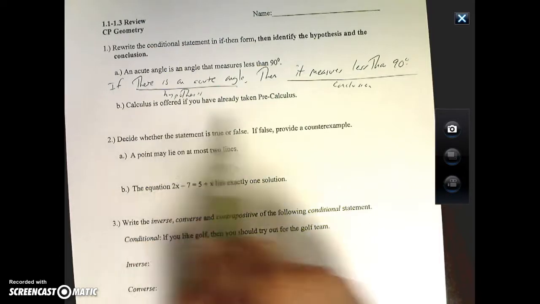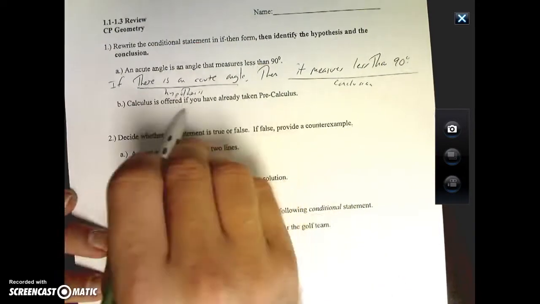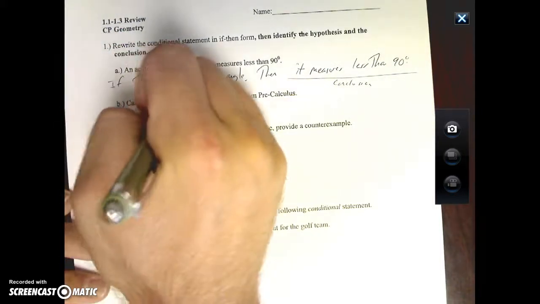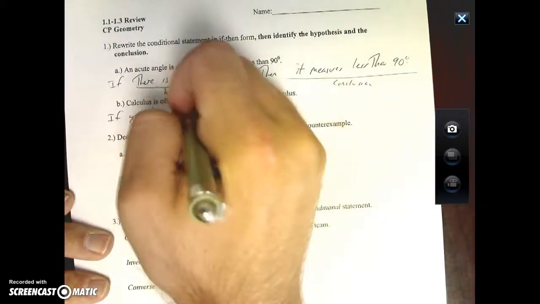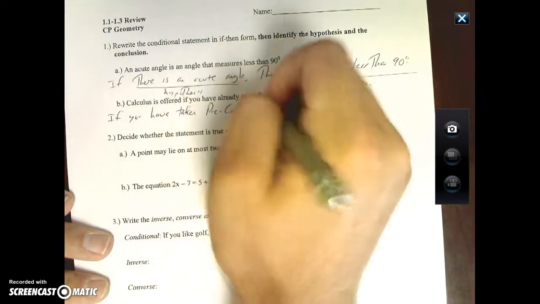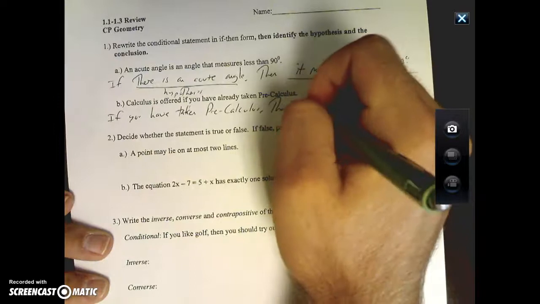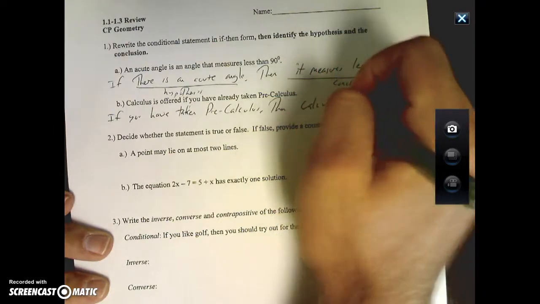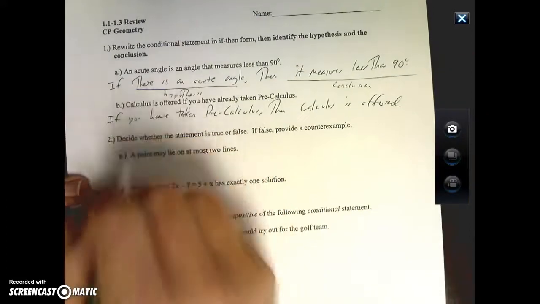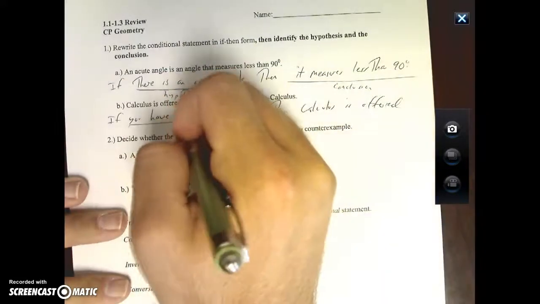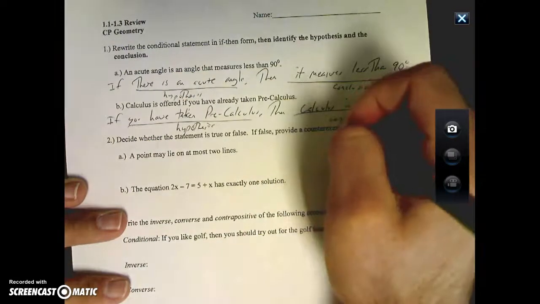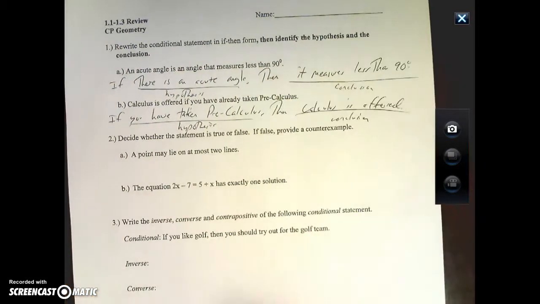Calculus is offered if you have already taken pre-calculus. Notice the if is in the middle of the sentence. So, if you have taken pre-calc, then calculus is offered. Okay? Again, it's as simple as underline here, hypothesis, underline there, conclusion. Alrighty? Good stuff.